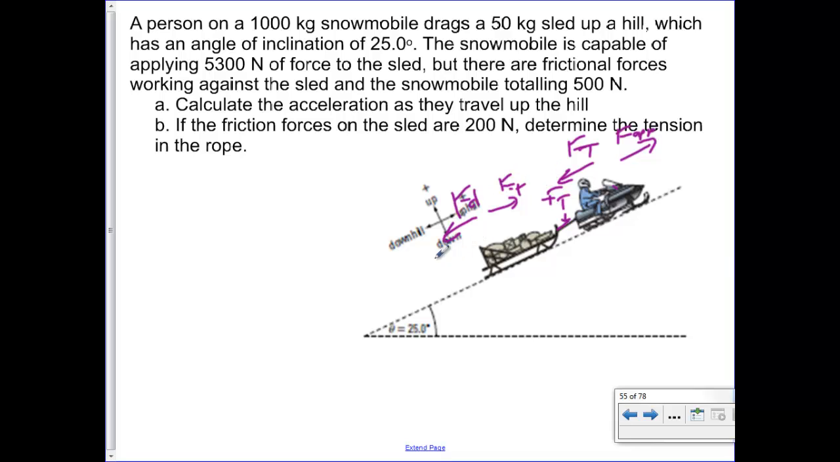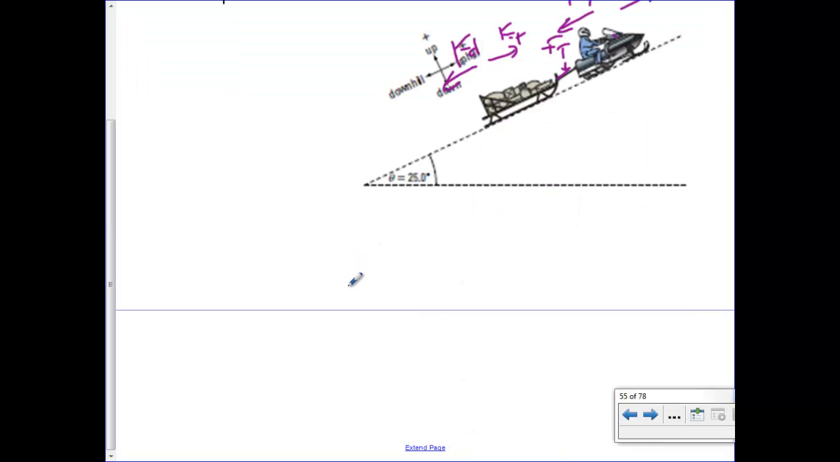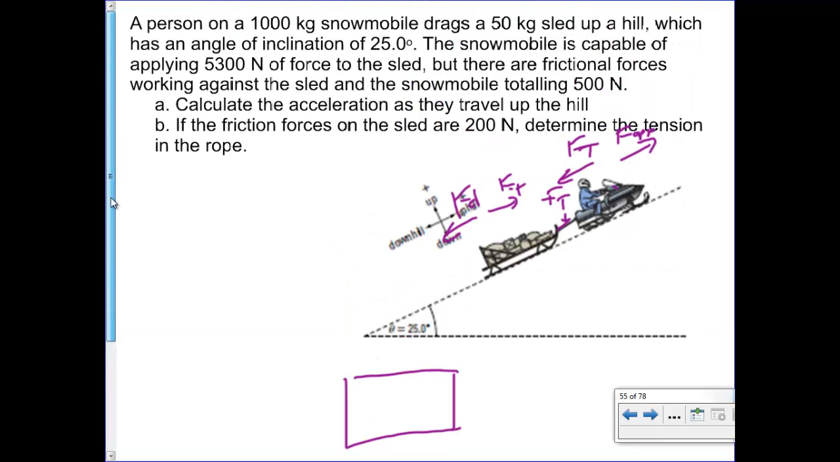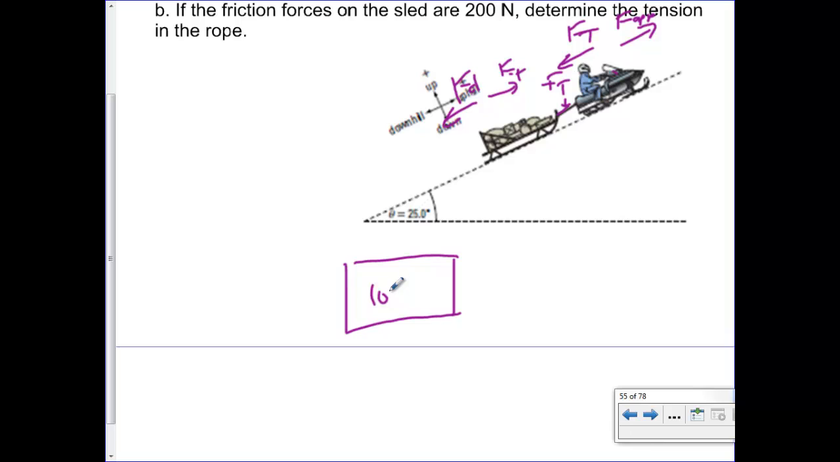Let me try the problem then. First thing we have to do is find acceleration as they go up the hill. The best way of doing this is to treat them just as one object. So all of these guys together, what would their mass have been? 1050? I think I did this part on the video, didn't I? Did I do this part? Should I just fast forward through that?